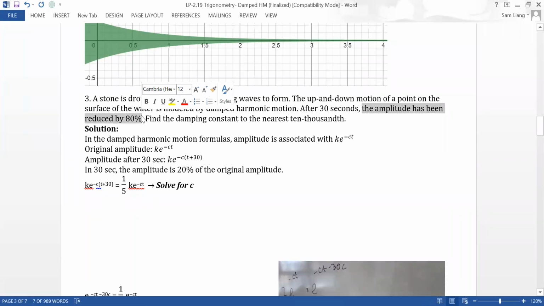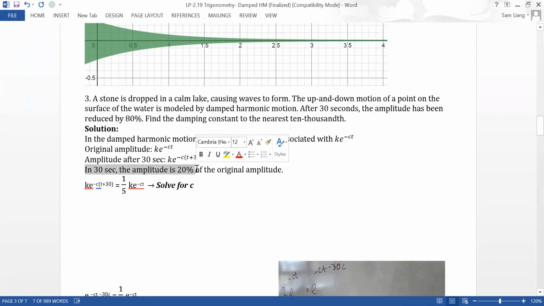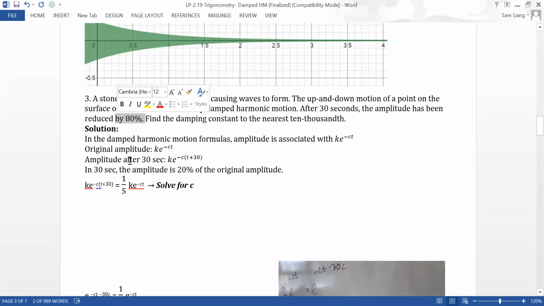If it's been reduced by 80%, let's say your original was 1. The new amplitude after 30 seconds would be 0.2. You take away 80%, so 1 would become 0.2. So I write that here: in 30 seconds, the amplitude is 20% of the original. That's how you interpret reduced by 80%.